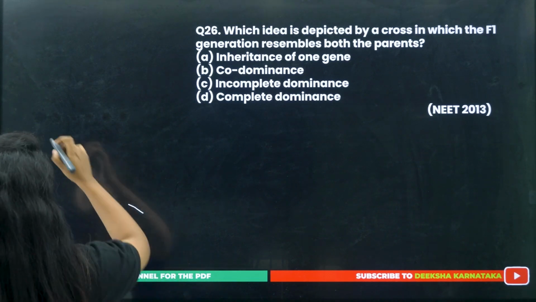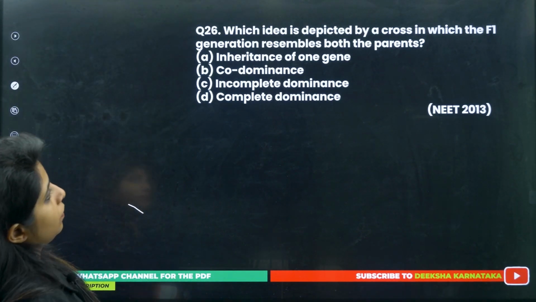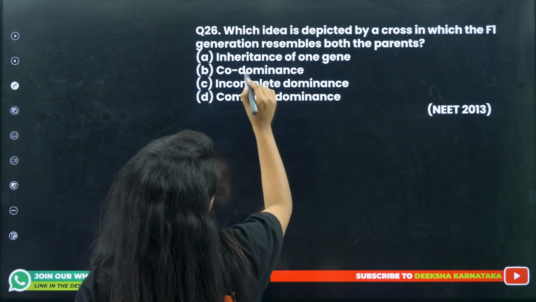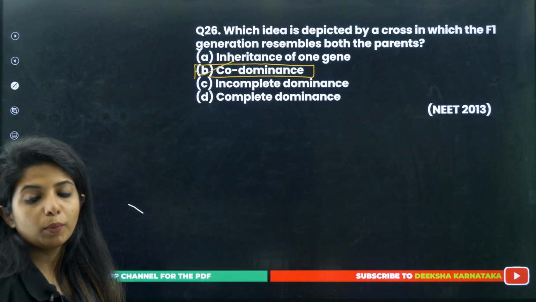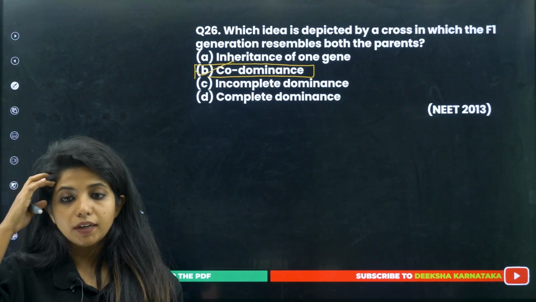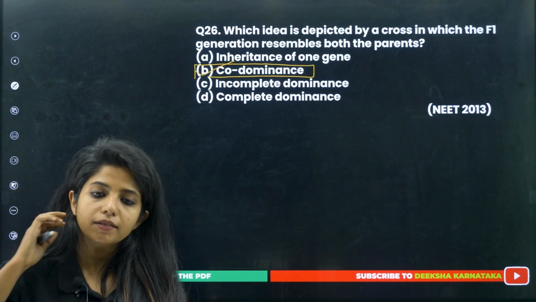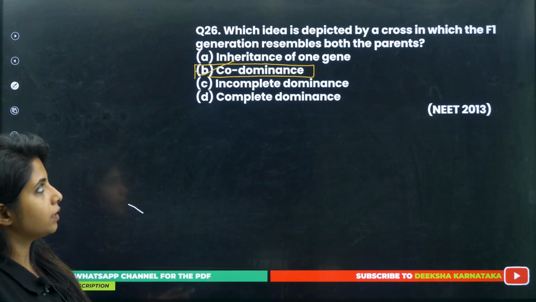Got the answer? It will be what, children? When there is both of them, they are showing their character, it will be codominance. Codominance as in both of them together. So when it is resembling both their parents in some or the other way, you still call it codominance. Bit tricky, but yes, it's there.